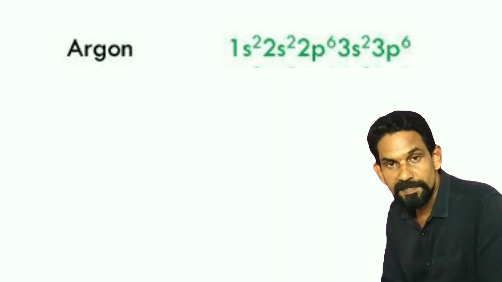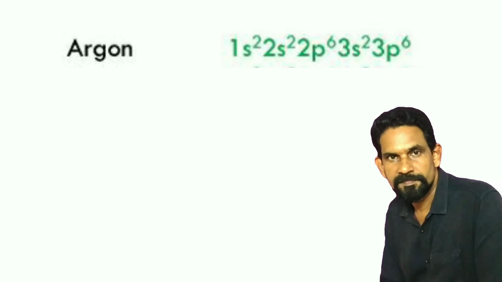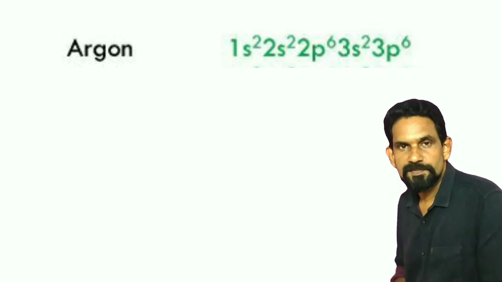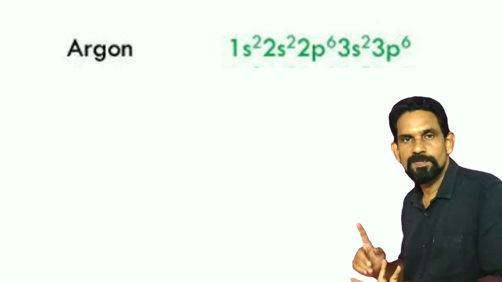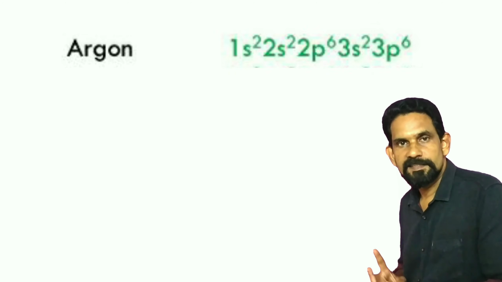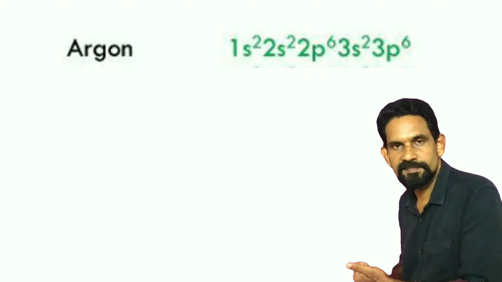Then write the subshell electronic configuration of argon. The atomic number of argon is 18. Then what is the subshell electronic configuration? 1s2, 2s2, 2p6, 3s2, 3p6. Okay? So this is the method of writing subshell electronic configuration. From hydrogen to argon, we can write the subshell electronic configuration very easily like this.